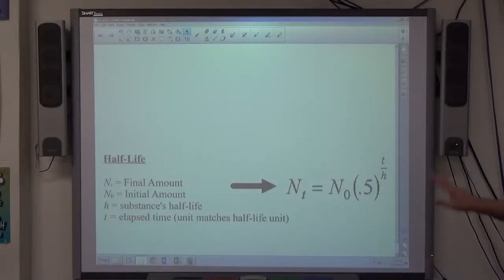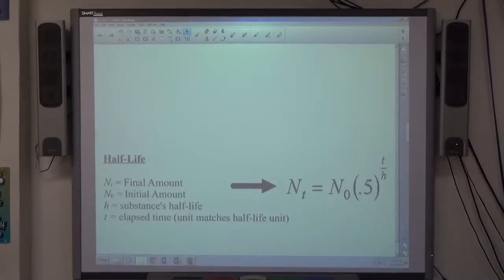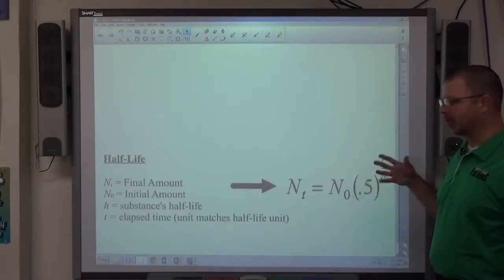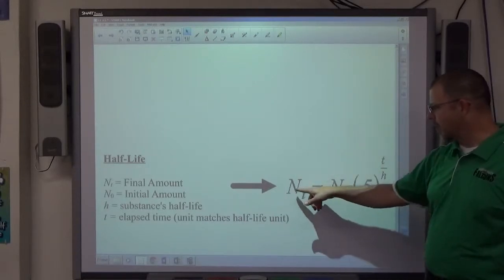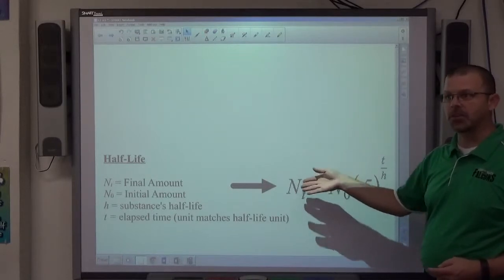All right, example 10 is going to use the half-life formula. You can see here that, as well as these other formulas, you've got all these variables. We need to know what the variables represent. Initial amount, final amount, the requirement of the units there is they're the same. So it's grams, grams, ounces, ounces, whatever.